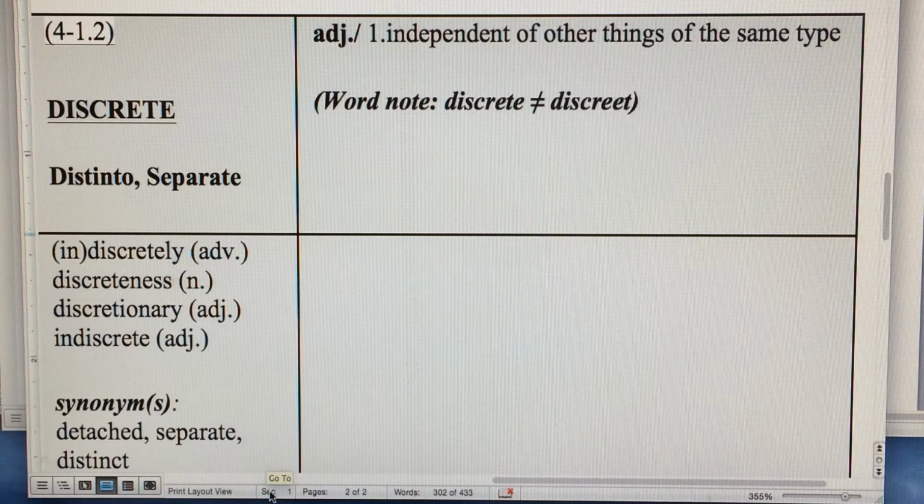You have an adverb form, discretely or indiscretely. And the noun form is discreteness, the ability to have things separated.